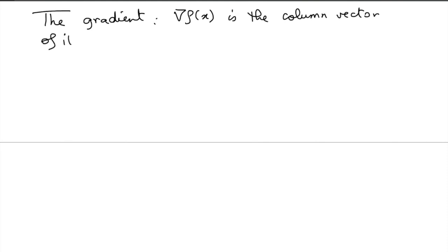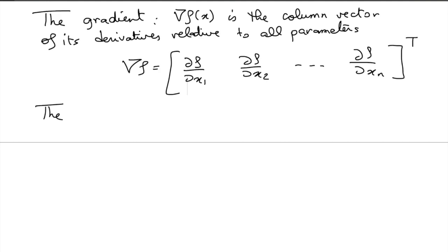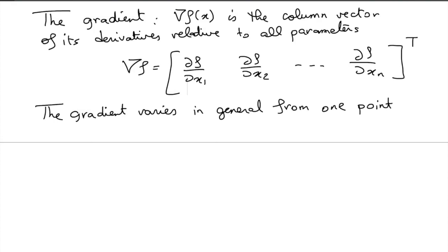So what is the gradient? The gradient, which is denoted by nabla f of x, is the column vector of its derivatives relative to all parameters. So nabla f is the partial derivative of f with respect to x1, to x2, and so on. The gradient varies in general from one point in the parameter space to another.